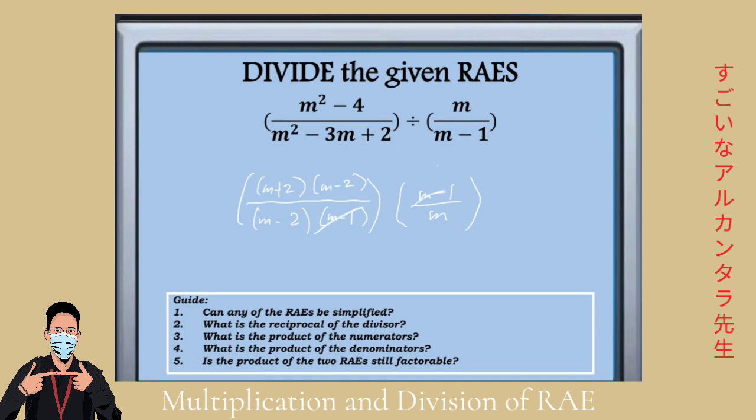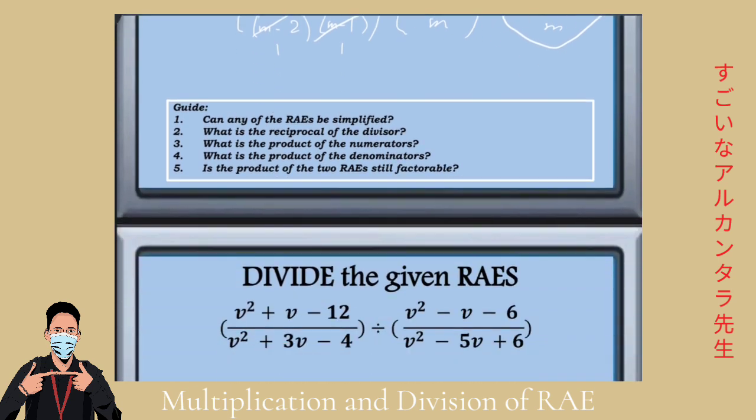We can simplify the m minus 1's. We can simplify the m minus 2's. And your final answer is m plus 2 all over m. Again, you cannot simplify this because the numerator is a binomial and the denominator is a monomial.